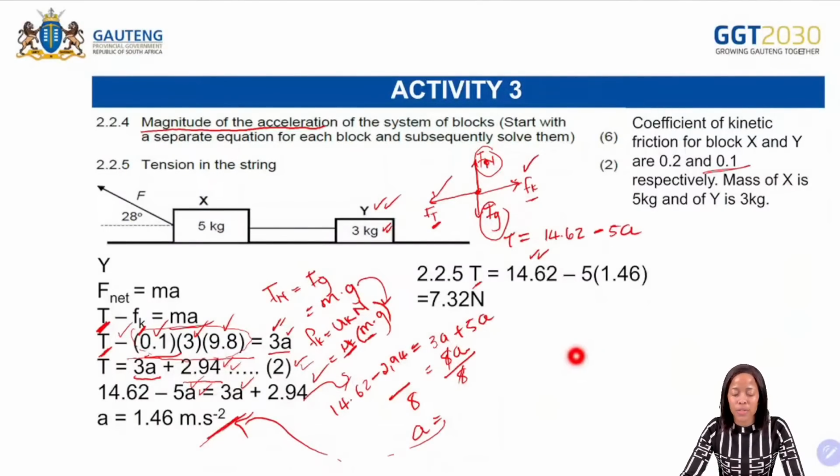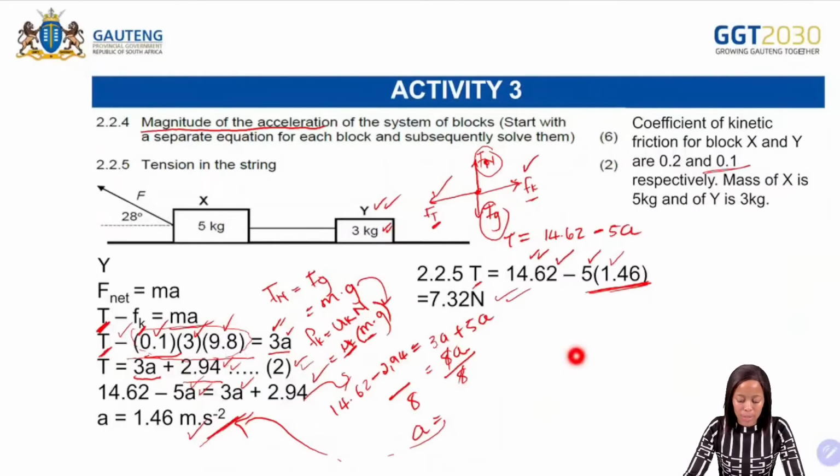5a. Okay, so what is it that we did there? Rewrote, and then multiplied by 5. So all that we are going to do is substitute with the acceleration. And what is the acceleration? Remember, we had previously calculated it, so our acceleration is 1,46. And then you punch that into your calculator, it should give you an answer of 7,32.